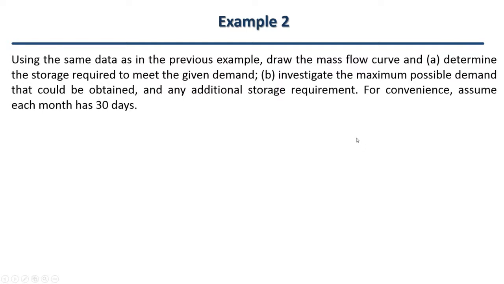For this question, see what you can see. And section B: investigate the maximum possible demand that could be obtained and any additional storage required. What do you think? First of all, let's talk about section A. Using the same data in the previous example, draw the mass curve and determine the storage required to meet the demand. What do you think?